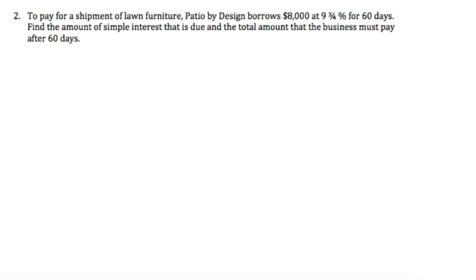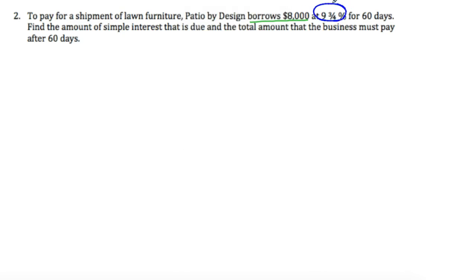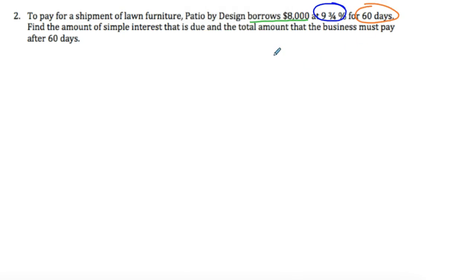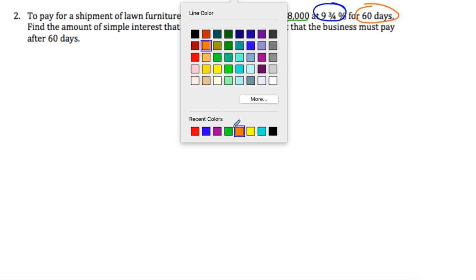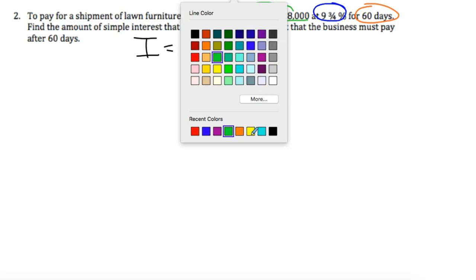To pay for a shipment of lawn furniture, Patio by Design borrows, so this is their money that they're borrowing. They borrow $8,000 at 9.75%, so there's my percentage, for 60 days. There's my time. Okay, so if we think about our equation, it is I equals P times R times T. My P, my principal, my money is 8,000.